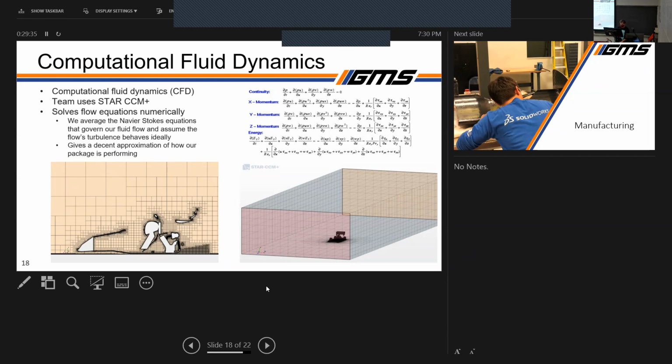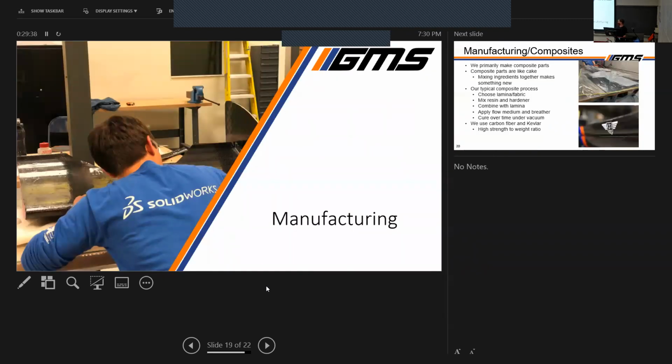All right, so this is the final section, manufacturing. Let's say we've designed a package, we've analyzed it, we've iterated it, and we're confident that we're where we need to be in terms of making it, and that it'll do well if we make it. But making it is the hard part.